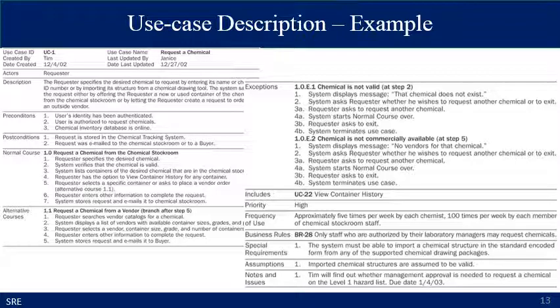So here is a typical use case description for the chemical tracking system. As you can see, there's a use case ID, there's a use case name, and there is a small description, precondition, postcondition, the normal use case course, the alternative actions, exceptions, priority, etc., and some further information. You can go through these examples to understand the concept further.